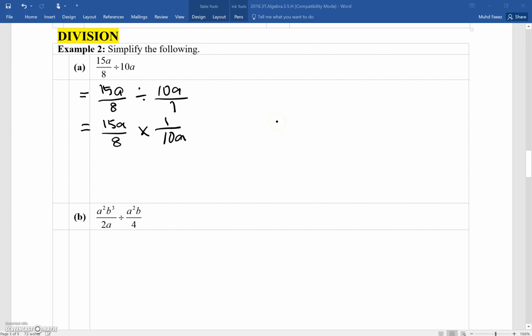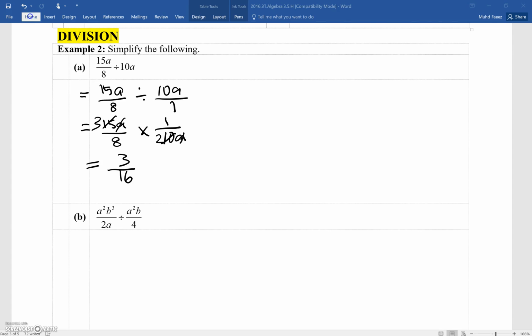the second fraction. And now that we have arrived at a multiplication problem, it's back to what you have learned just now. So in this case, we cancel A, we cancel the 15 and the 10 because I can reduce this to lowest terms. And then we multiply these things together to get the final answer. In this case, 3 over 16. I hope that you find this easy to understand.